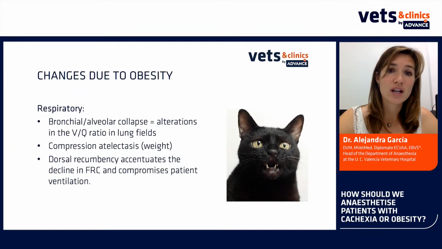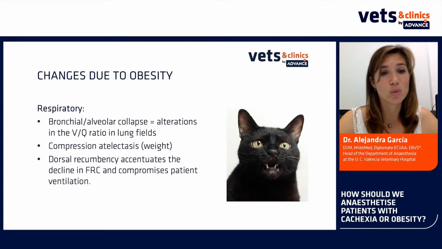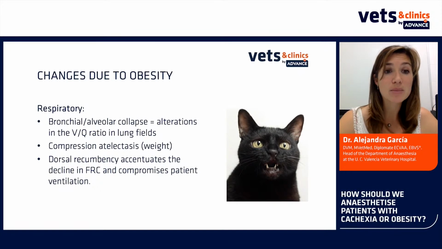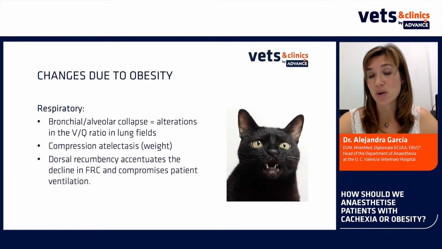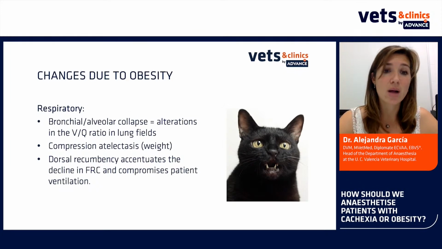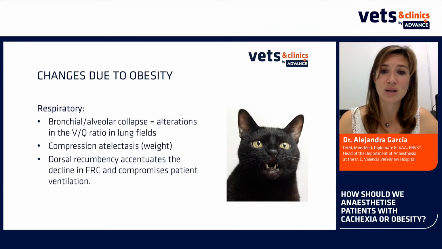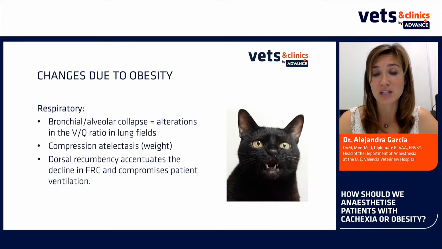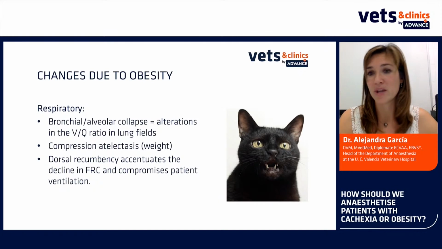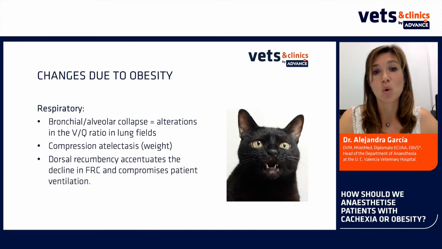In the bronchial alveolar part of the lung, we will also see a bronchial and alveolar collapse, making alterations in the ventilation perfusion ratio in the lung fields, compression atelectasis, just from the weight of the thorax on top of these lungs, and also the diaphragm. And if we add the dorsal recumbency of the patient, we'll accentuate the decline in the functional residual capacity and compromise the patient's ventilation. So if we have an obese patient placed on its back to do a surgery, for example abdominal surgery, probably this patient won't be able to breathe properly and we will have to ventilate him.